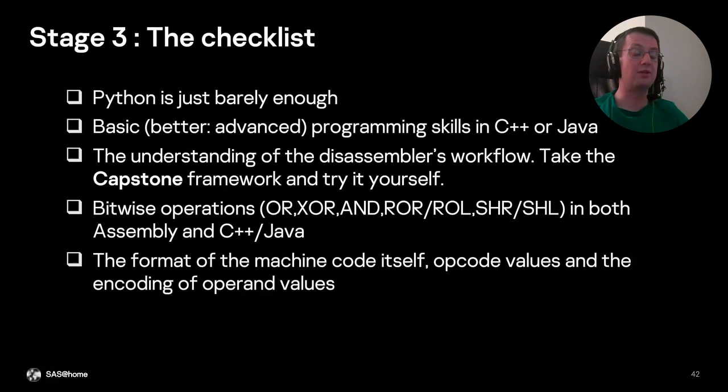It's also very important to understand how to translate the bitwise operations that usually happen in encryption and protection and hashing, like XOR, ROR, ROL, in the language you are using to program the tools, to translate from assembly to C++ or Java or Python.